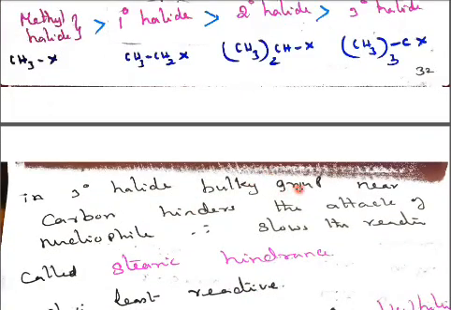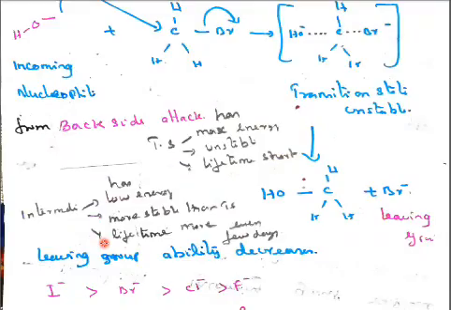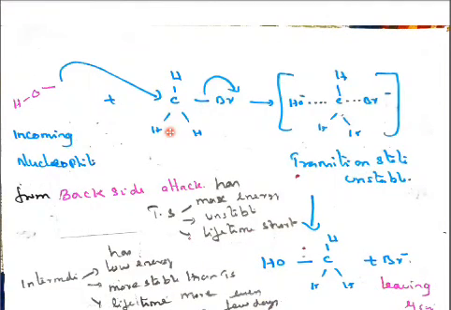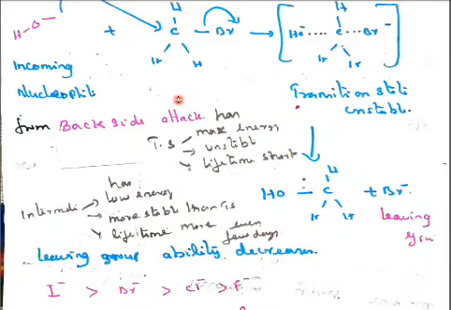Why are we not using tertiary alkyl halide? Because it has bulky groups. The bulk near the carbon hinders the attack of the nucleophile. When the nucleophile wants to attack, a bulky group makes attack very difficult. But if it is free, small hydrogens are very small in size, so the nucleophile can freely attack from the backside.